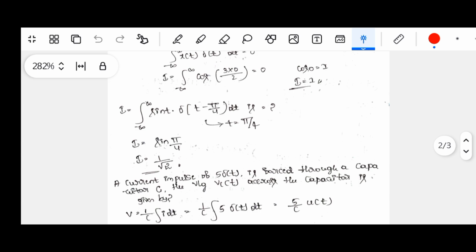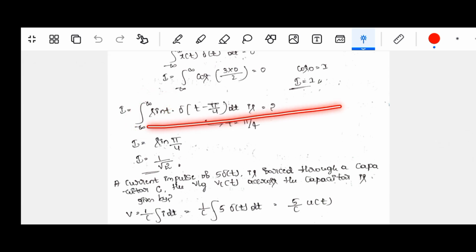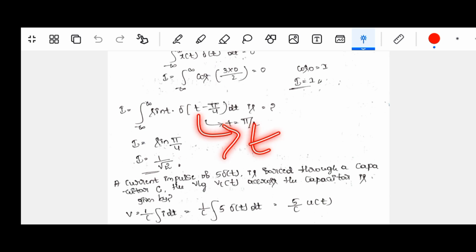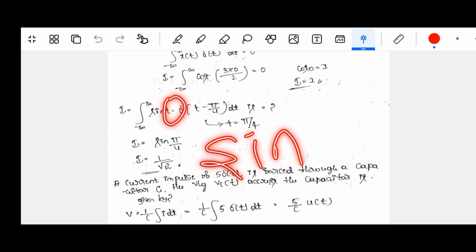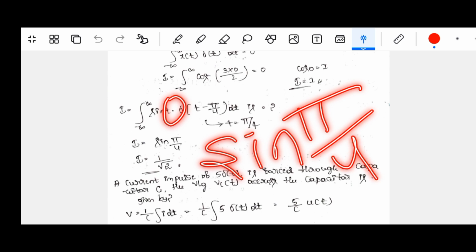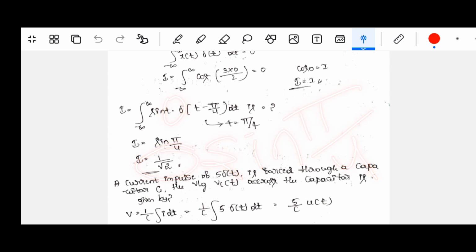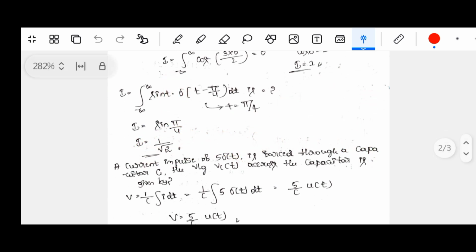Next, I is equal to the integration from minus infinity to plus infinity of sin t into delta of t minus pi by 4. So the location will be t equal to plus pi by 4. Keep t equal to pi by 4 in place of t. So we will get sine pi by 4. The sine pi by 4 value will be 1 by root 2. So the answer will be 1 by root 2.